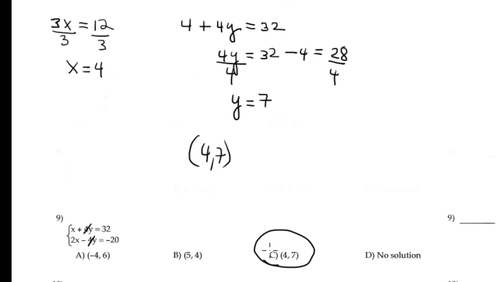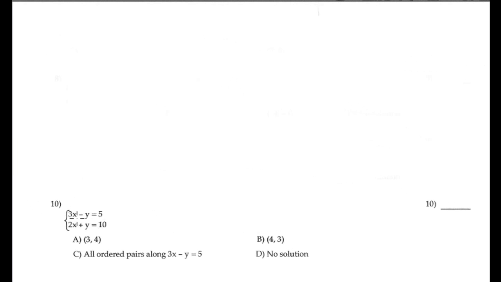Good. Okay, and number 10 is easy also. It's ready for elimination because we have negative y and positive y. If you add equation number 1 plus equation number 2 by column, the column of the x, the column of the y, and the column of the right hand side, 3x plus 2x is 5x. Positive y and negative y cancel out again. And in the right hand side we have 15, divided by 5 both sides, x is 3.